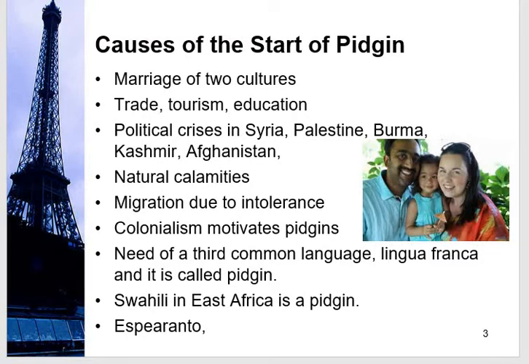There are causes of the start of pidgin. Marriage of two cultures, as you look at in the picture, where one Asian boy has married a foreign girl and they have a child. So for the parents, their language is pidgin, and for the child, the same language is Creole, because the child has adopted that language as mother tongue. Trade motivates the establishment of pidgin.